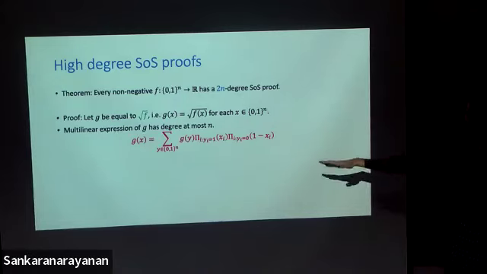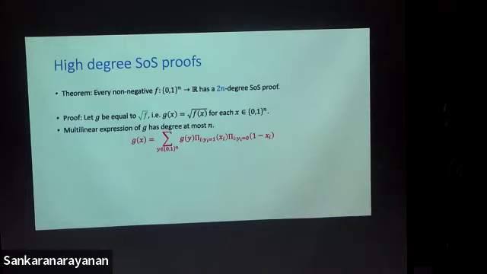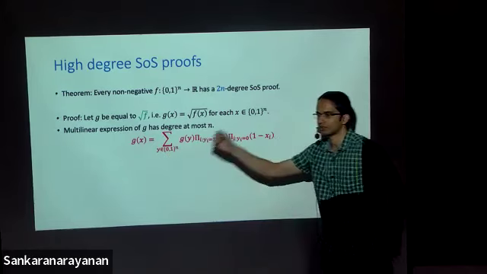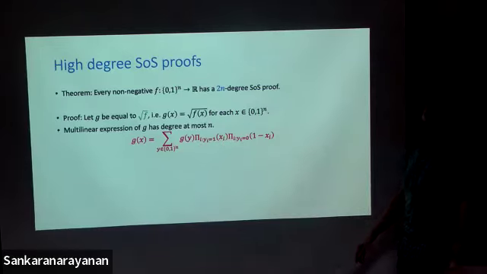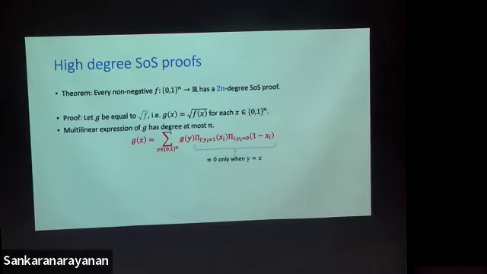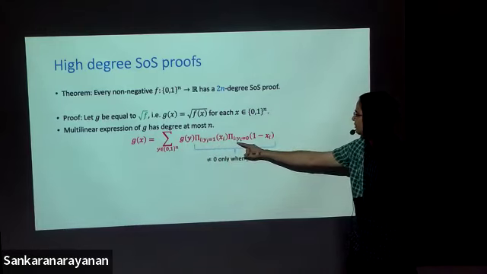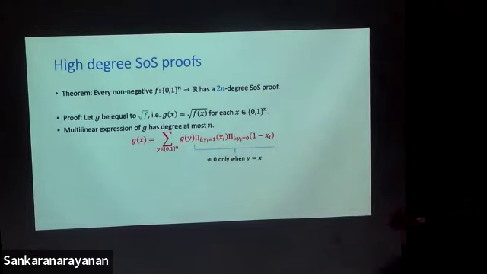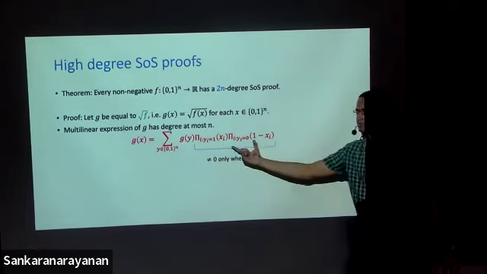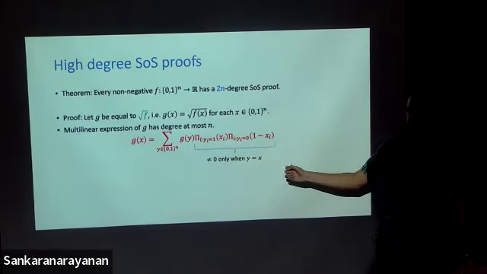I claim that g, which can be any function over the hypercube, is equal to this expansion. Let's parse this. You're summing over all y over the hypercube of g(y) times this term here. This is the product over all those indices where y is equal to 1 of xi, and the product over all those indices where y is equal to 0 of 1 minus xi. The way it's written, it ensures that this product is not equal to 0 only when y is equal to x.